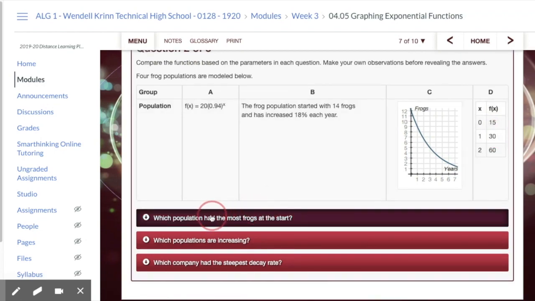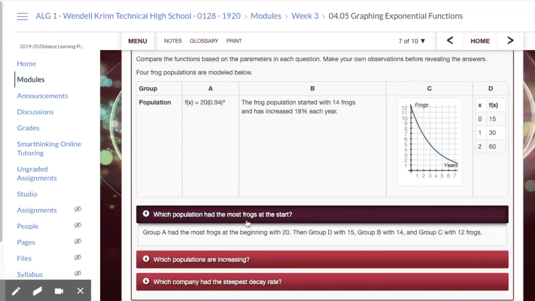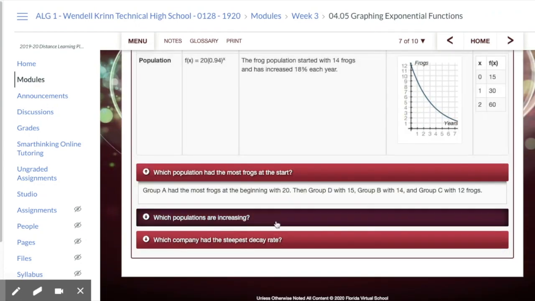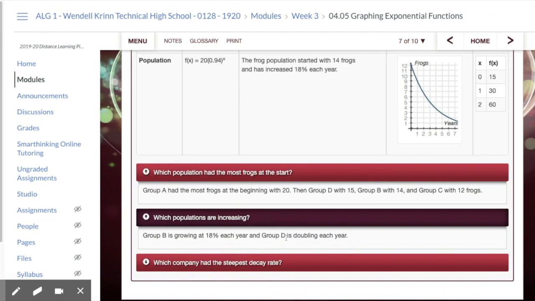Which population has the most frogs to start with? Well, 20, 14, 12, and 15. I'm going to go with 20, so group A. Which populations are increasing? That's less than 1, so decreasing. B says increasing, and D is also going up by times 2, so I'm going to go with B and D. Which company had the steepest decay rate?